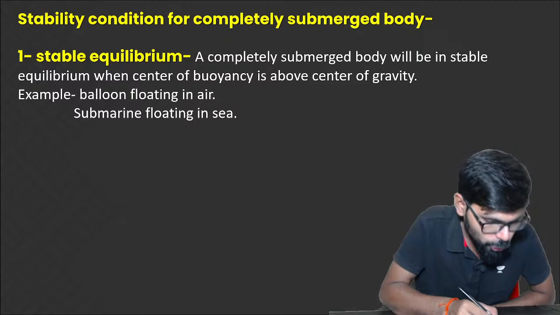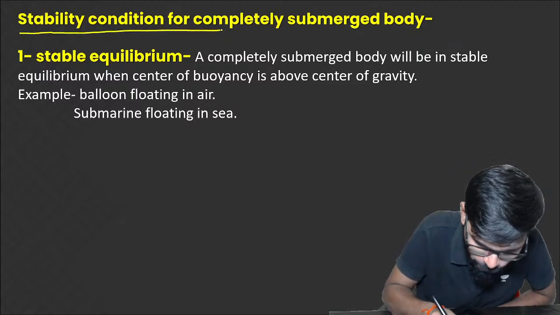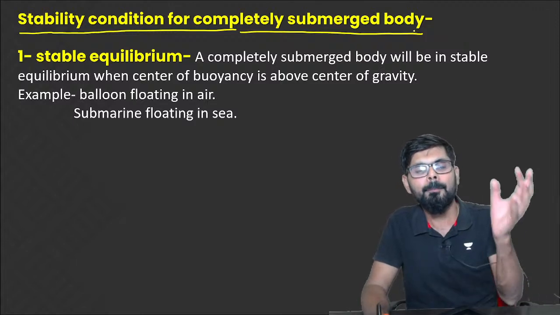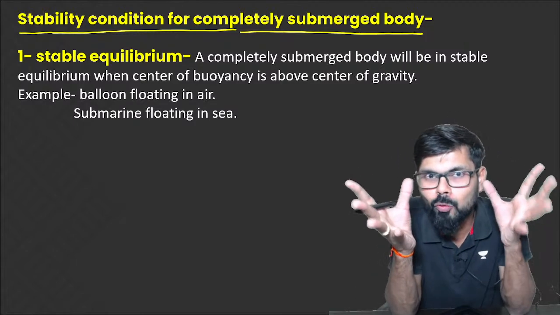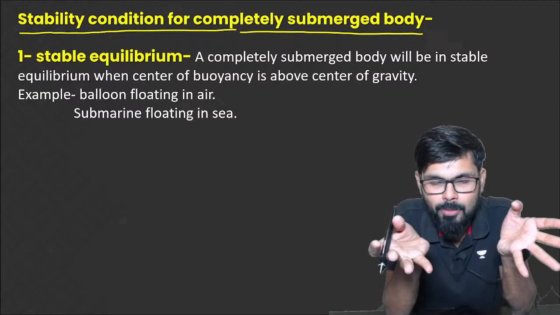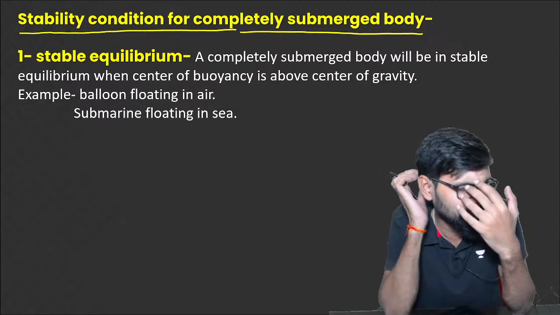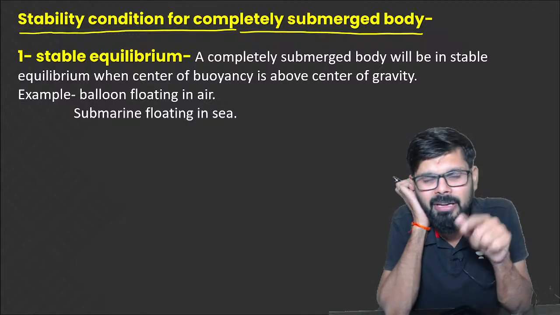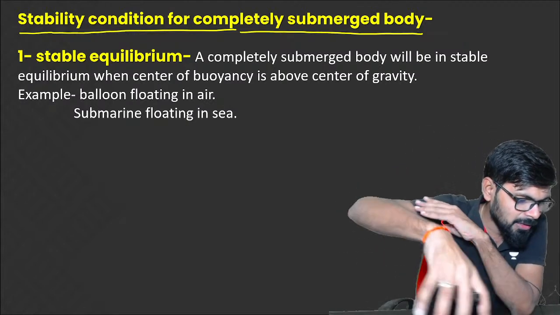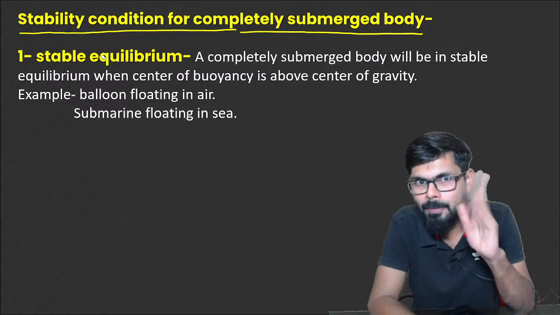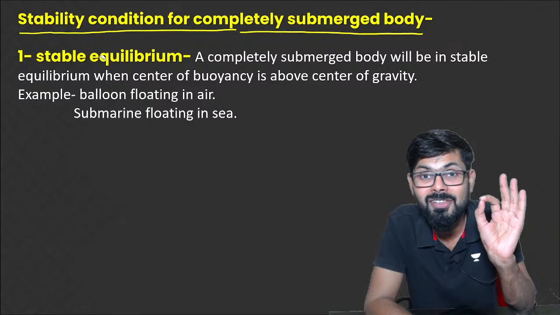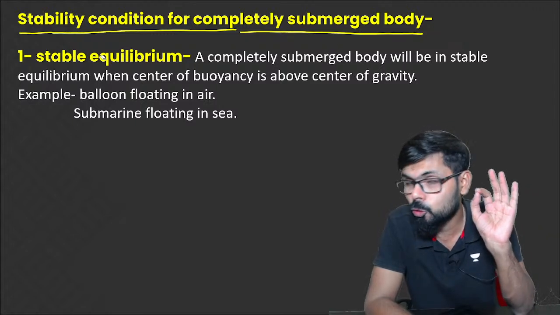Now first I am going to talk about the stability condition of a completely submerged body. A completely submerged body, like a balloon floating in air. If a balloon is floating in air, basically it is a submerged body, submerged in air, but that example is not that suitable. Another is a submarine floating in a sea. A submarine moves inside the water, but you have never seen that. So the best example I am going to tell you here is the toy.